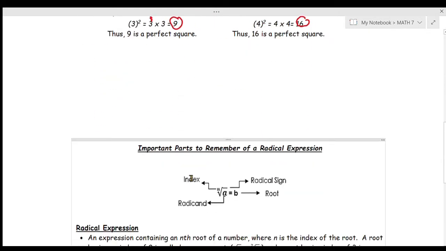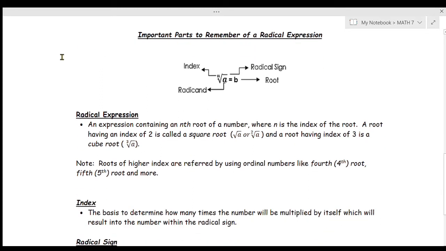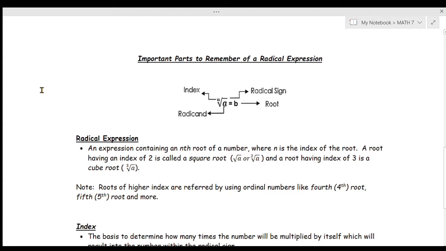Next, these are the important parts to remember of a radical expression. Since we're going to deal with a radical symbol, meron tayo ditong parts. If we have this given, the square root of a, meaning to say our index is this one, this n. That's called an index. Etong nasa loob na a, suppose that a is any real number, that is called radicand. Kung ano yung nasa loob ng square root or radical sign, that is called a radicand.